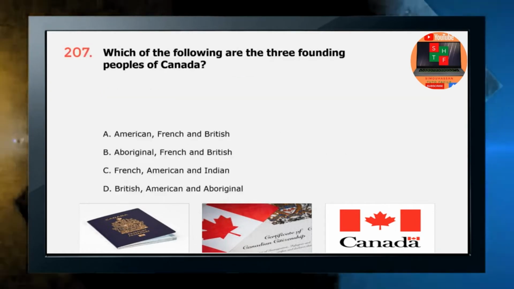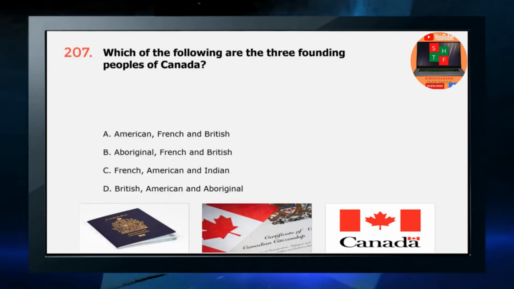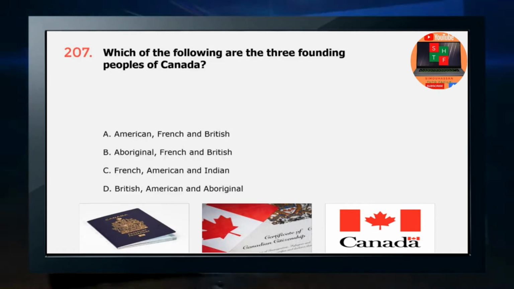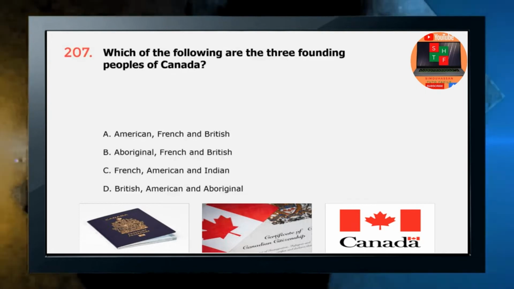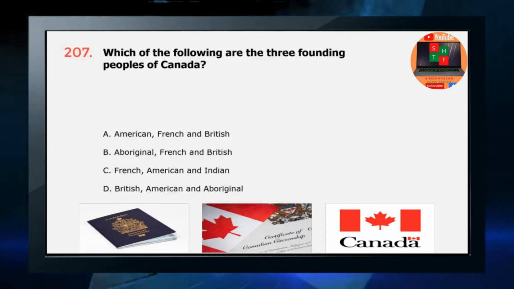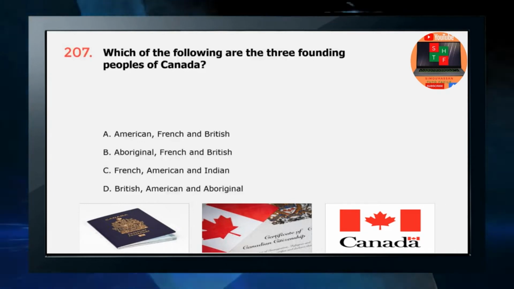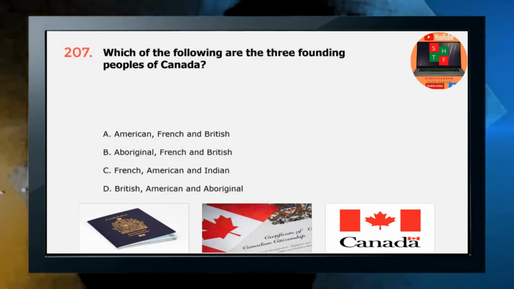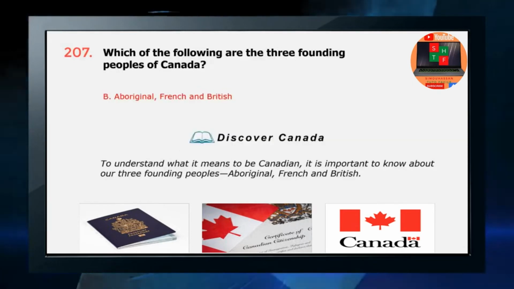Question 207. Which of the following are the three founding peoples of Canada? A. American, French, and British. B. Aboriginal, French, and British. C. French, American, and Indian. D. British, American, and Aboriginal. The answer is B. Aboriginal, French, and British.